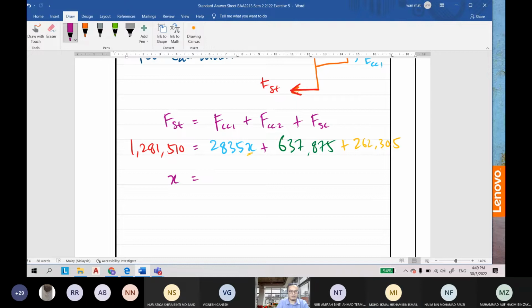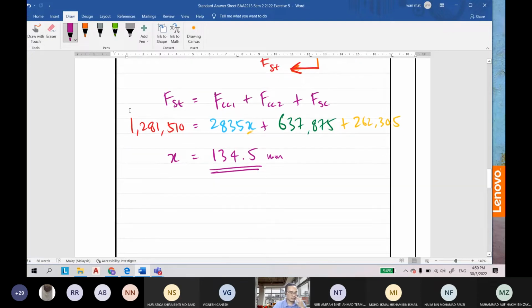Okay, what is the answer? X is 134.5, let's say 0.5 mm. So this is the value of X, so you can get Z1. Since this is lesser than HF, and HF is 100, the neutral axis is below the flange, as assumed.